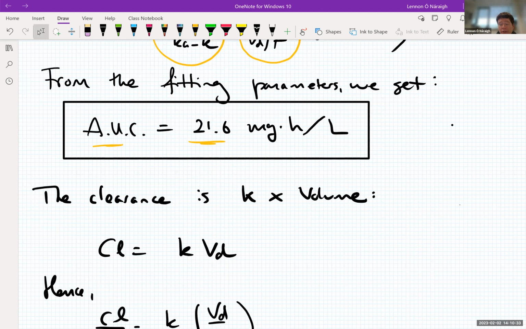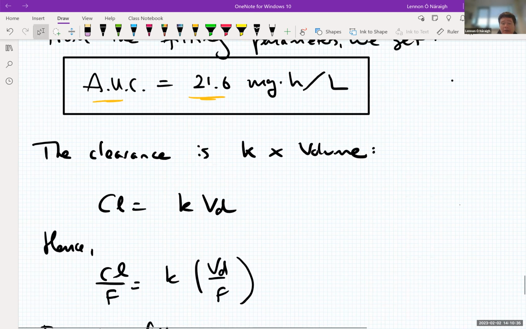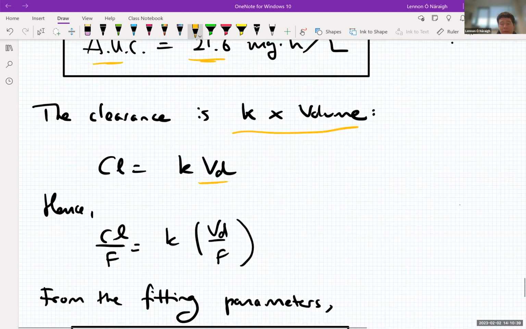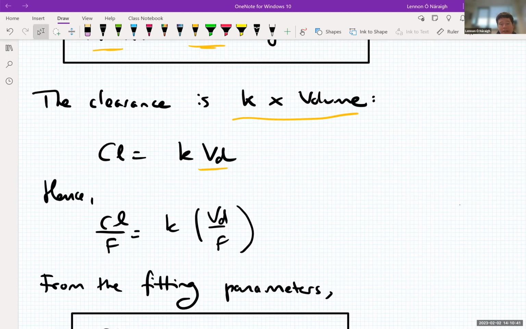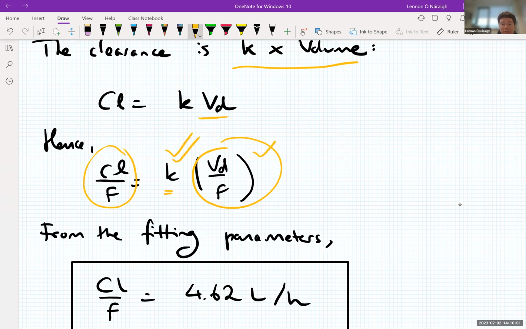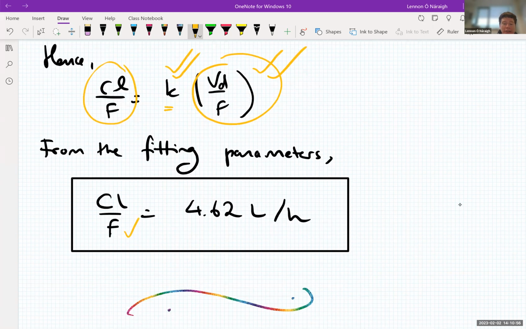The clearance is another thing that's of interest. It's K times the volume of distribution. What I can actually work out is the clearance over the bioavailability, CL over F, because that would be K times VD over F, and K is a known fitting parameter, and VD over F, this grouping, is also known. So I get that the clearance over F is 4.62 liters per hour.